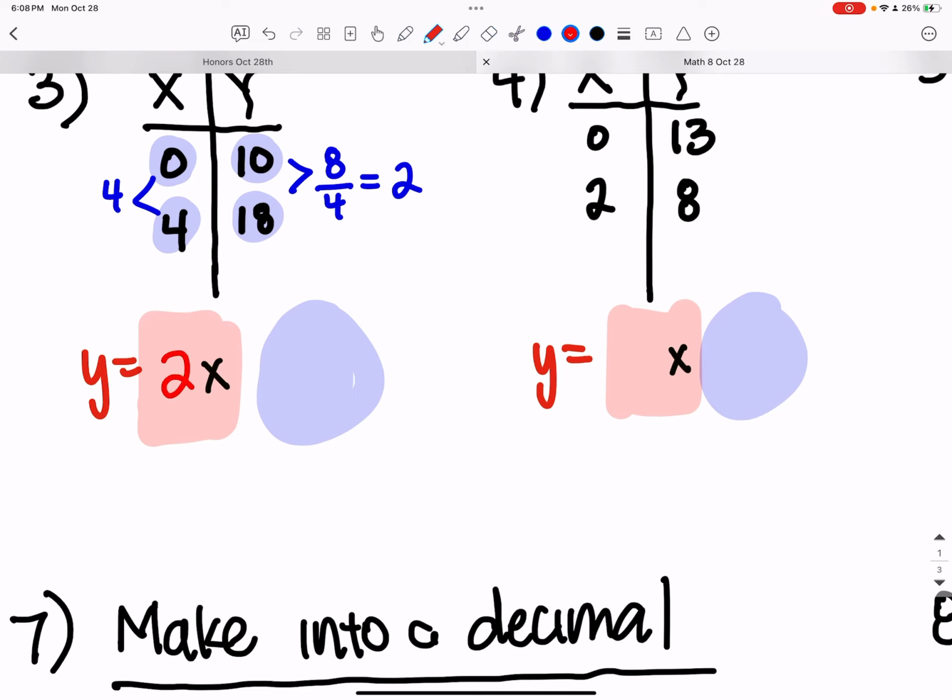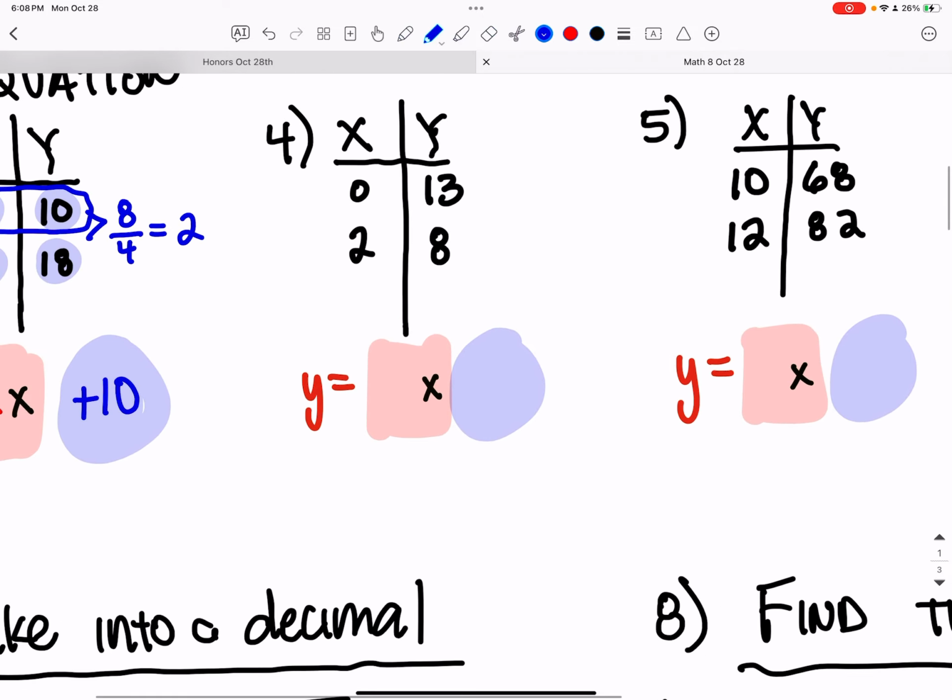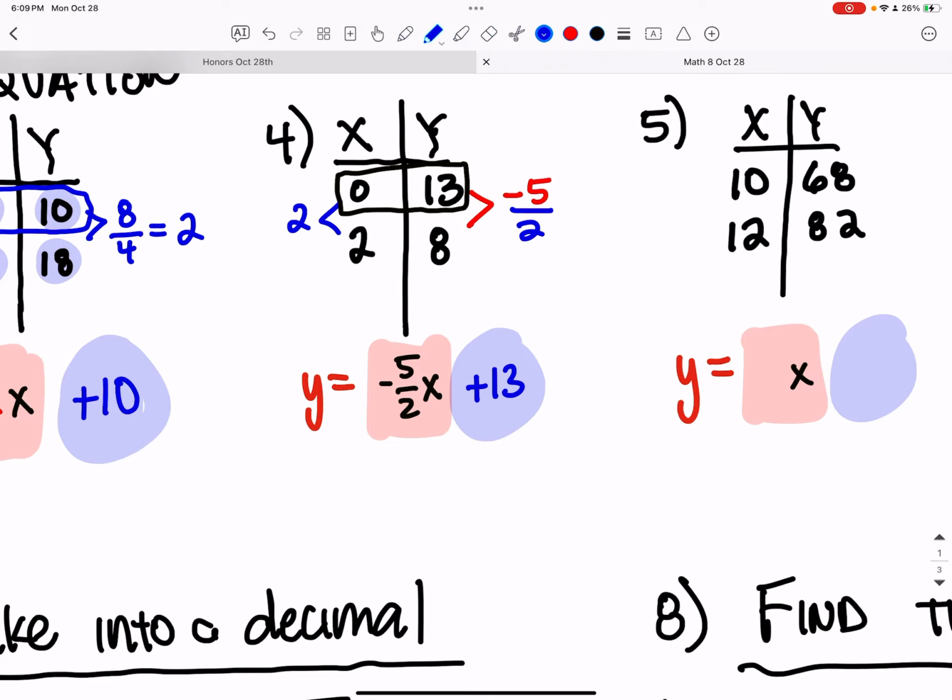And the baby's laundry is, where is he at right now? Well, on day zero, which is right now, he's starting with $10, so the baby's laundry is plus 10. Over here, he went from $13 down to 8, which means he lost $5. So we're not going to give him a score of negative 5 because he didn't do it every day. He did it every 2 days. So we're going to divide by 2, and his score is negative 5 halves. Down $5 every 2 days. Where is he at right now? Well, on day zero, he's starting with $13 in his pocket, so plus 13. Y equals negative 5 halves x plus 13.